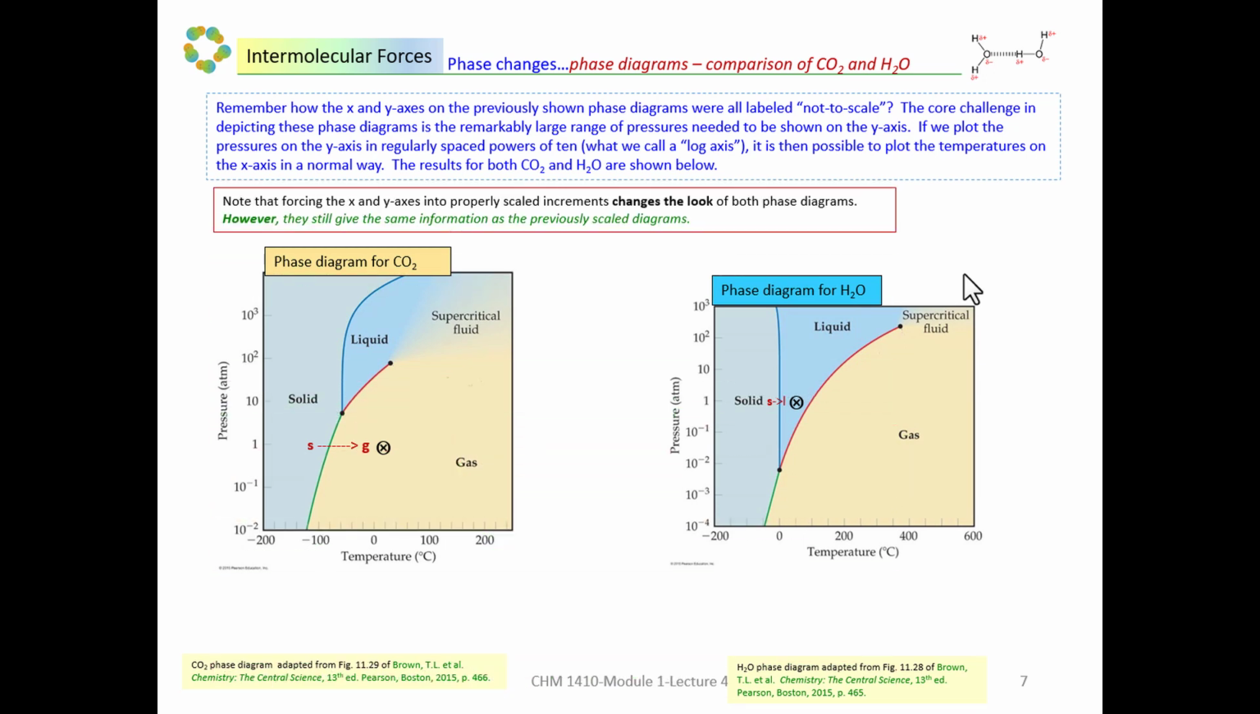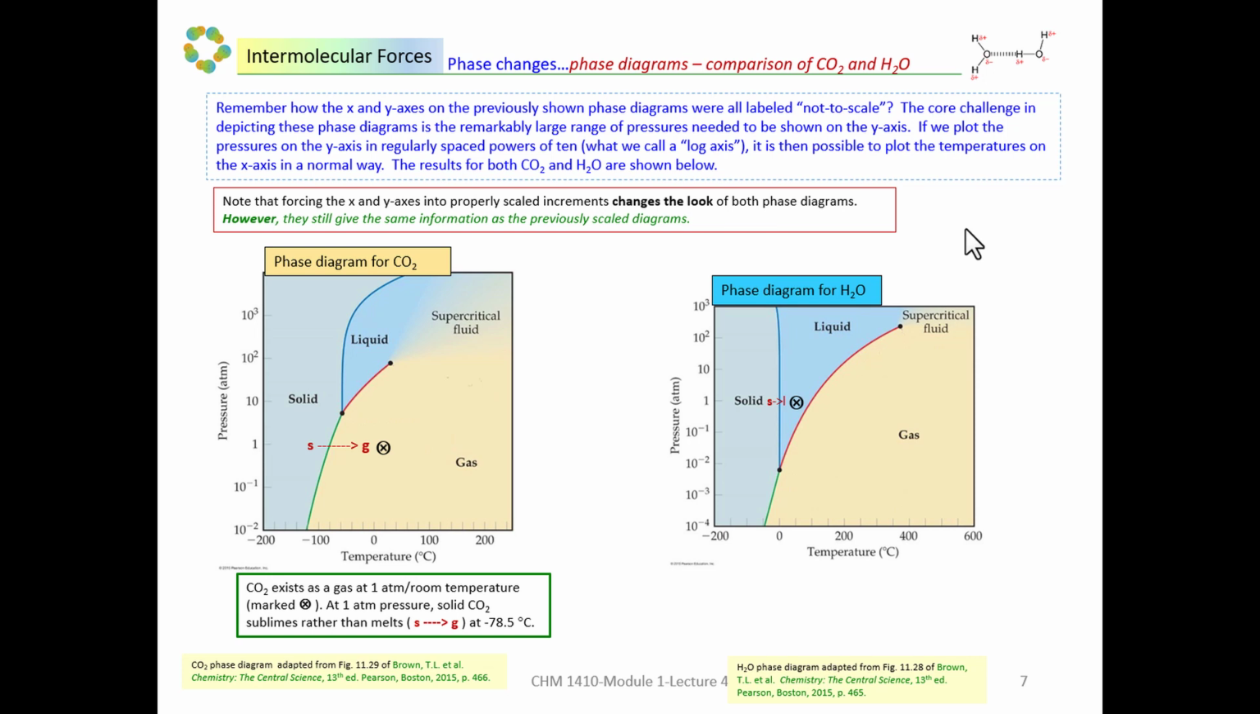Now, you'll see that forcing the X and Y axes into properly and evenly scaled increments, the temperature is now in even increments on the X-axis, and the pressures are in even increments of powers of 10, in other words, a log axis. It completely changes the look of both phase diagrams. However, they still give the same information as the previously scaled diagrams did.